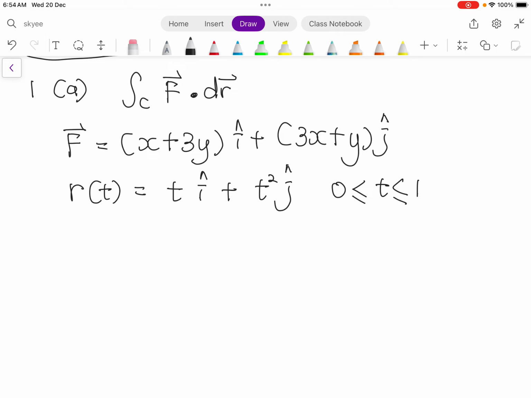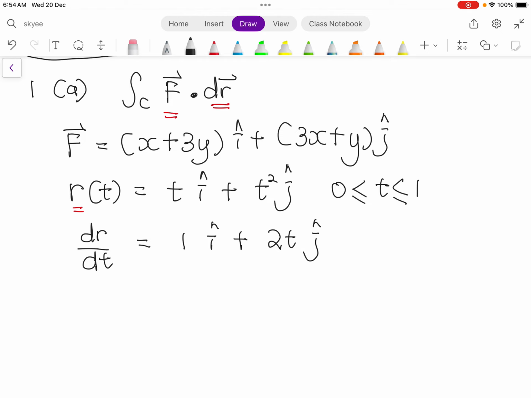So F, we already have it, very clear what our F is. About the dr, you need to perform the differentiation. With respect to t, dr over dt would be 1 i plus 2t j.